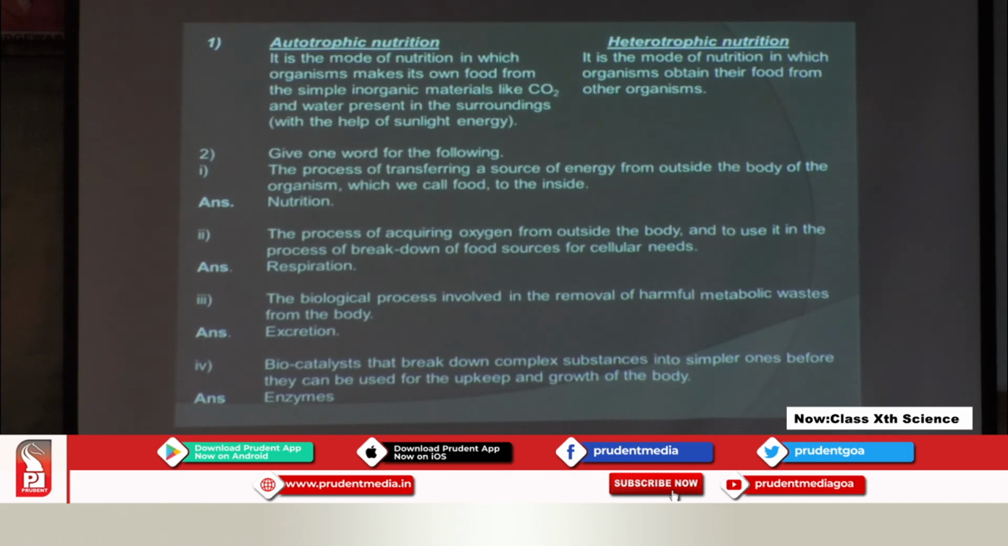Give one word for the following: the process of transferring a source of energy from outside the body of the organism, which we call food, to the inside. We already know this is nutrition. The process of acquiring oxygen from outside the body and using it in the breakdown of food sources for cellular needs: respiration. The biological process involved in removal of harmful metabolic waste from the body: excretion.